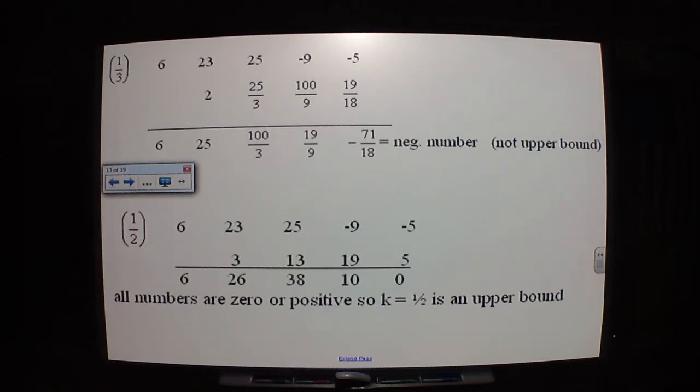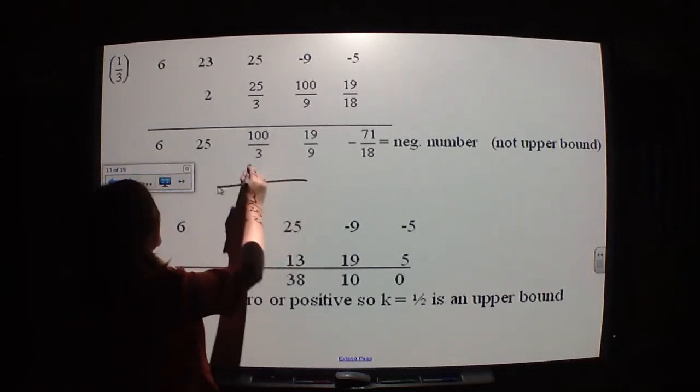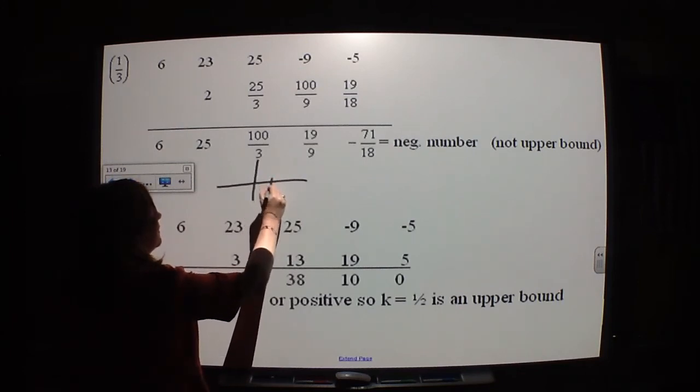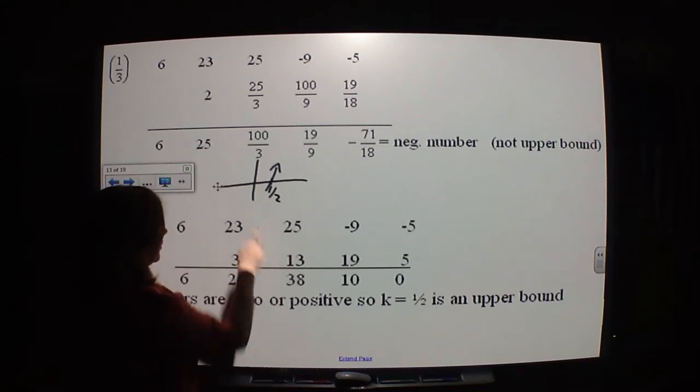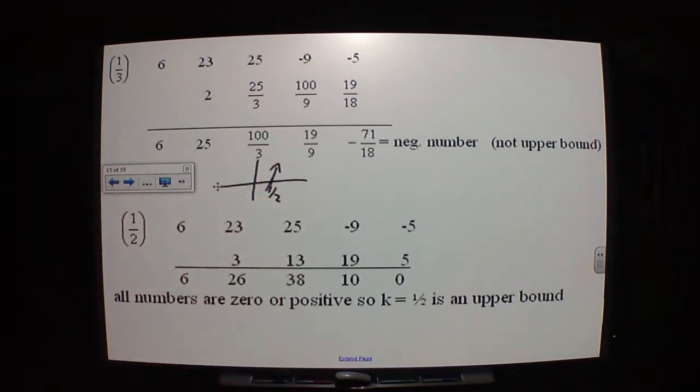So when I'm graphing the polynomial, if that's 1/2, that's a bound. So there's not going to be any place where it crosses the axis to the right of that. That's a bound. Okay?